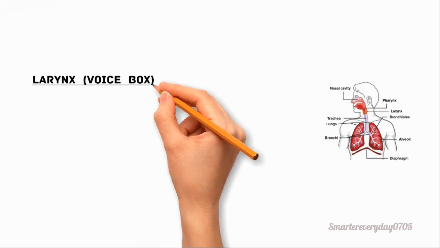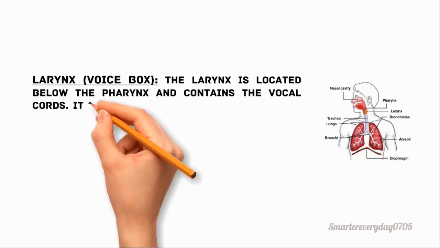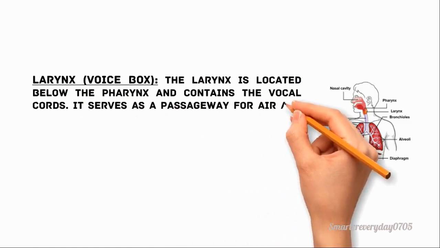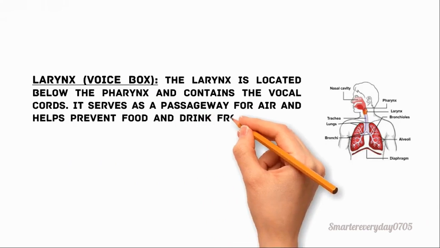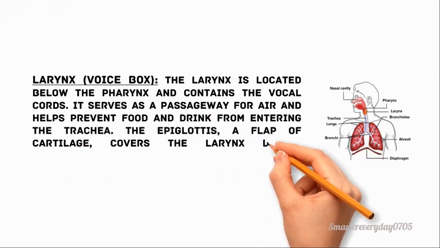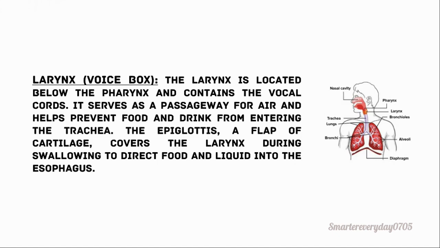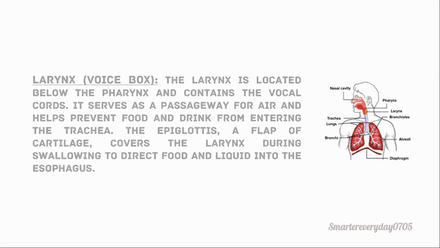Larynx. The larynx is located below the pharynx and contains the vocal cords. It serves as a passageway for air and helps prevent food and drink from entering the trachea. The epiglottis, a flap of cartilage, covers the larynx during swallowing to direct food and liquid into the esophagus.